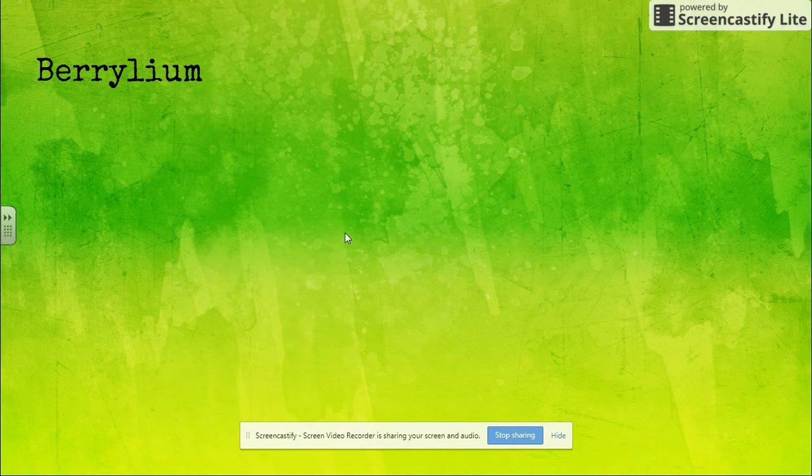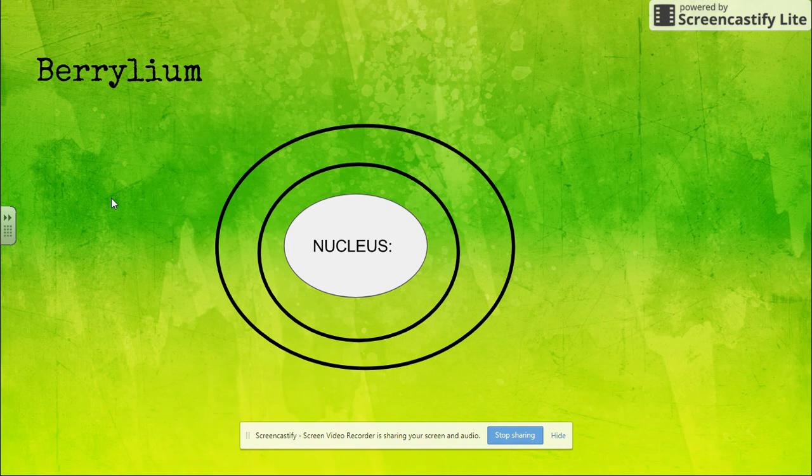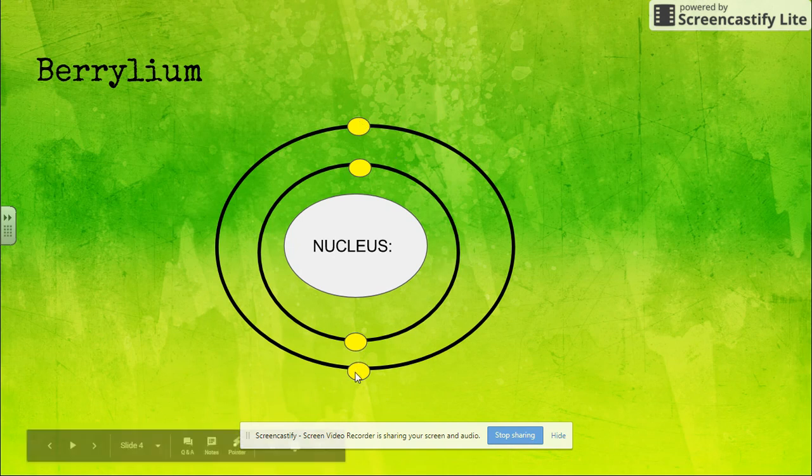Okay. Here is our beryllium atom. I've drawn my nucleus. Hopefully you know where to find the information for your nucleus. I'm more concerned about your electrons now. So I've got my shells. In my first shell, I can fit 2 electrons, so they're both filled. And then on my outer shell, we have 2 electrons. So you've got 4 total electrons and 2 valence electrons on that outermost shell.